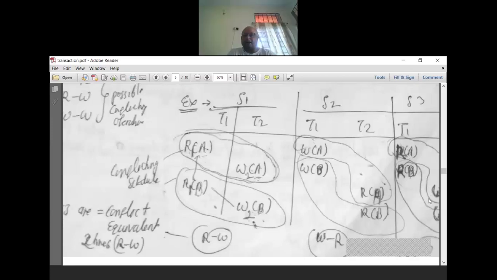Here it is W2A and W2B. Okay, here imagine that it is the T2 transaction over here, and here it is W2A and here it is W2B. So I am saying that here it is a read-write conflict.